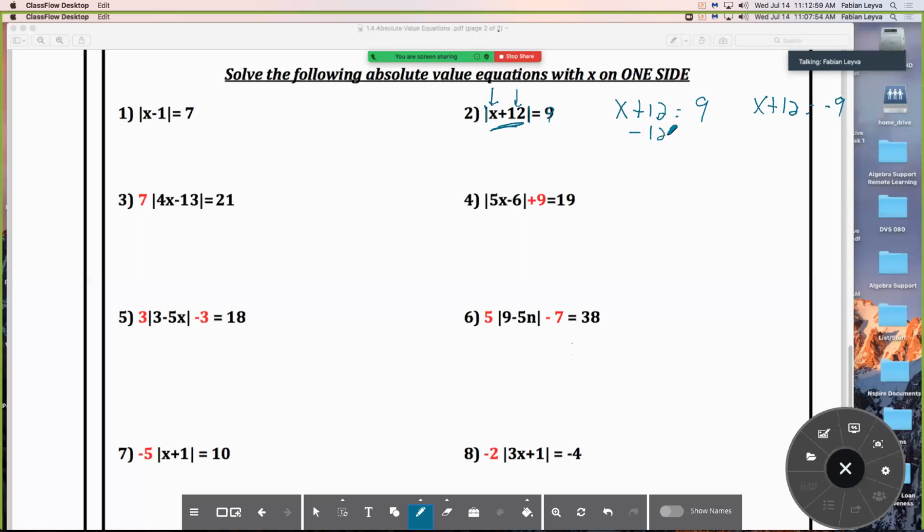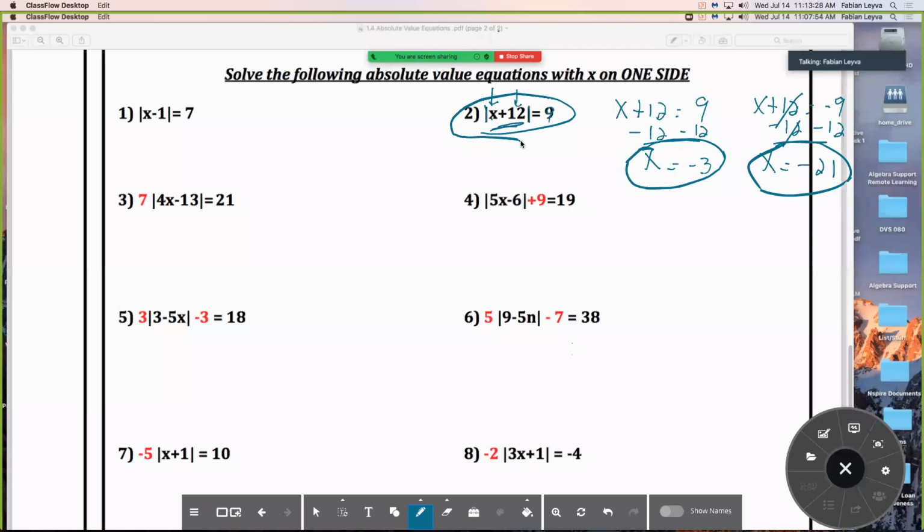Now that I have these two equations, I can solve for them separately. Solving for x, I subtract 12 on both sides and end up with x equal to negative 3. You can always go back and check: negative 3 plus 12 is a positive 9, and the absolute value of 9 is 9, so that one checks out. Let's solve the other one. I subtract 12 on both sides: x is equal to negative 9 minus 12, which equals negative 21. Then negative 21 plus 12 equals negative 9, and the absolute value of negative 9 equals 9. So even when I plug these back in, the equations are true, and I know I found my solutions.